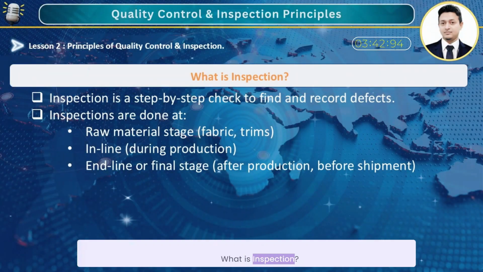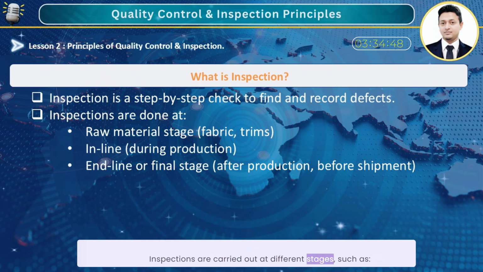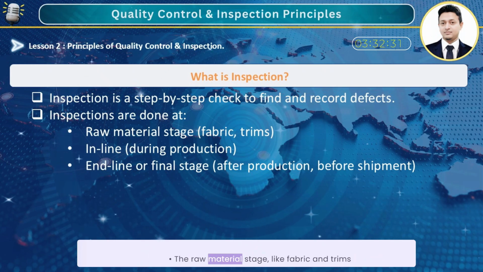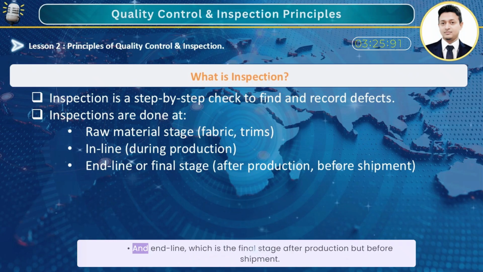What is inspection? Inspection is a step-by-step check to identify and record defects. Inspections are carried out at different stages, such as the raw material stage, like fabric and trims, inline, or during production, and endline, which is the final stage after production but before shipment.